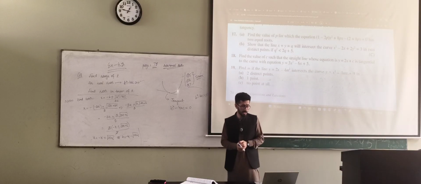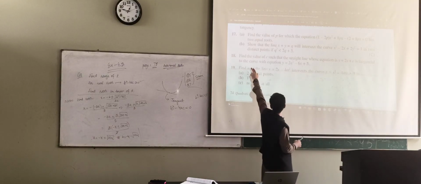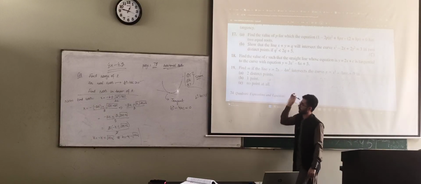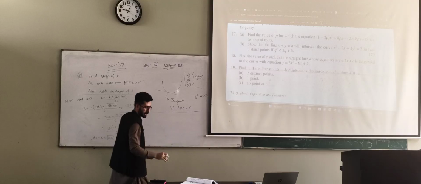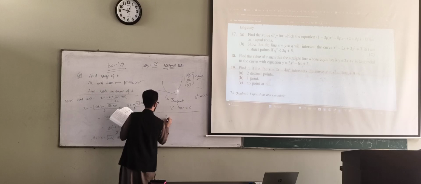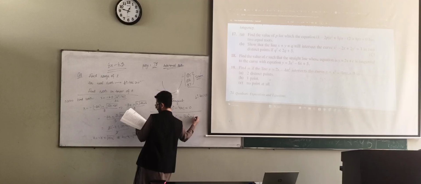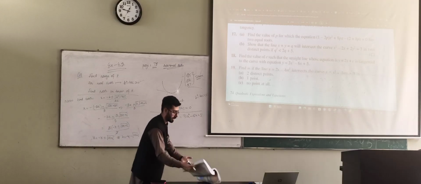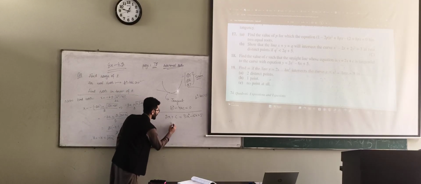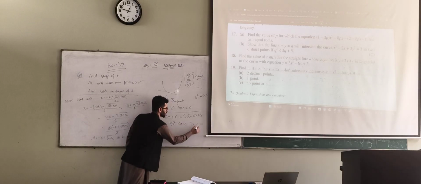In question number 18, it says to find the value of c such that the straight line, this equation, is tangential to the curve, this one. So you take this value of y, which is 2x plus c, and put it equal to this one. So we have y equals 2x plus c. We take 2x plus c and put it equal to 3x squared minus 6x plus 5. So now we can make a single equation because this is also y, this is also y. Both of the values should balance each other. Now we have 3x squared minus 6x plus 5 minus 2x minus c equal to 0.